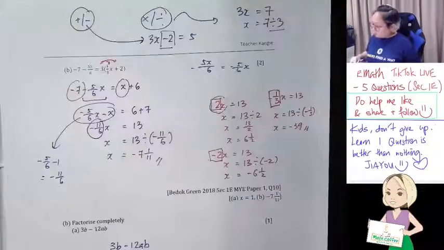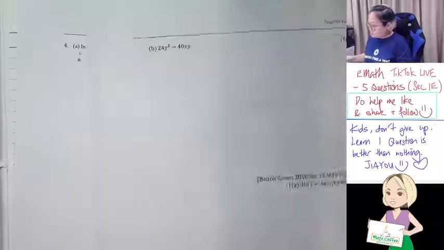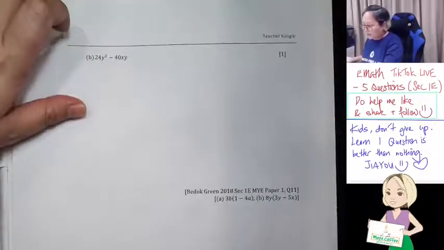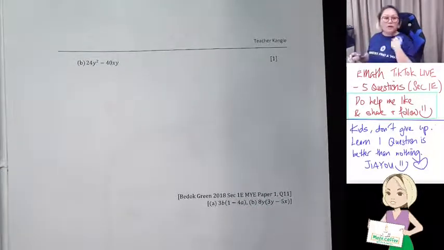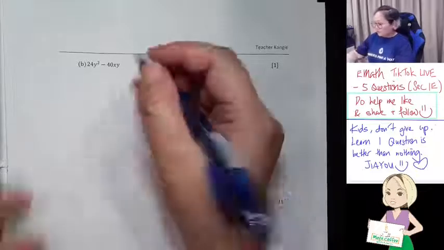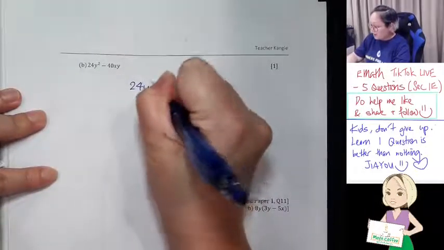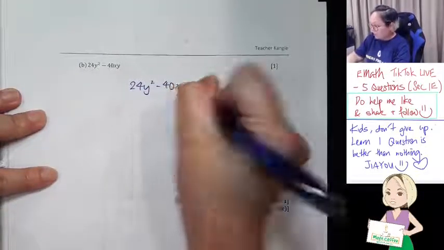Okay, let's move on. Oh, I still have one more taking factorization question behind. Okay, so this one, write out the question first. So 24y squared minus 40xy.